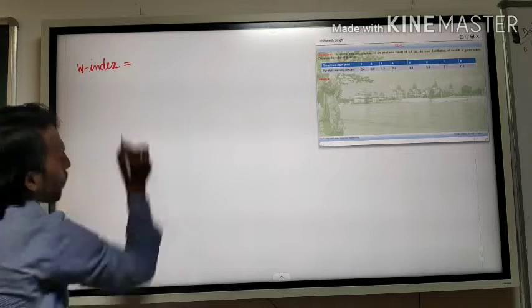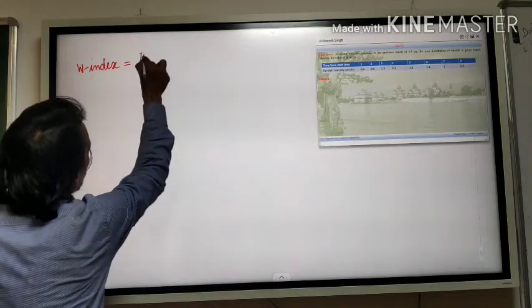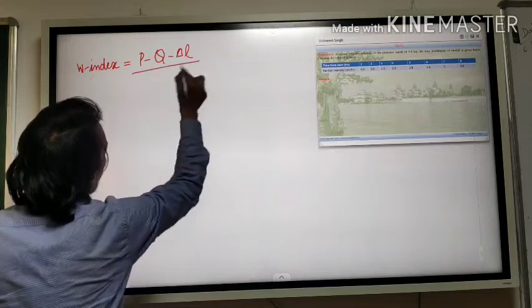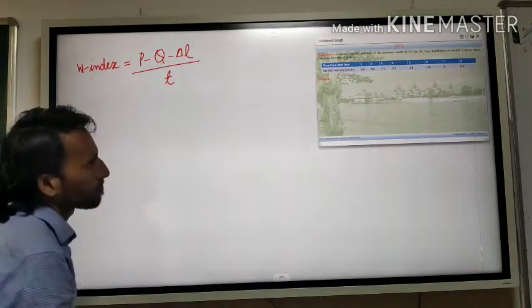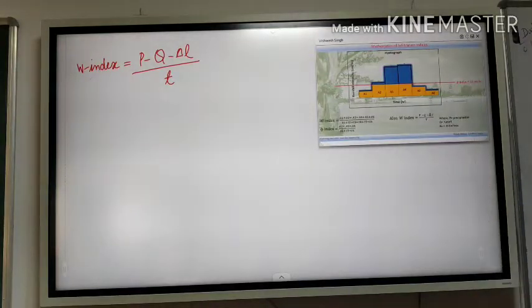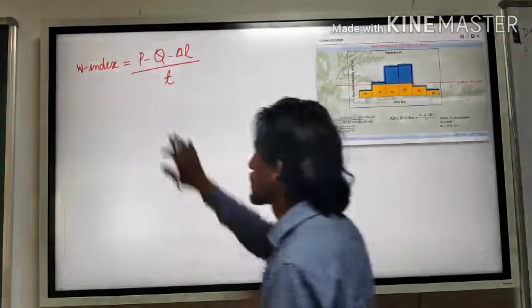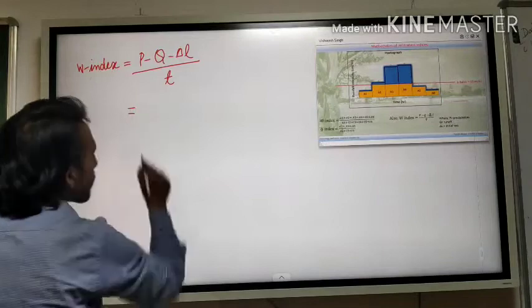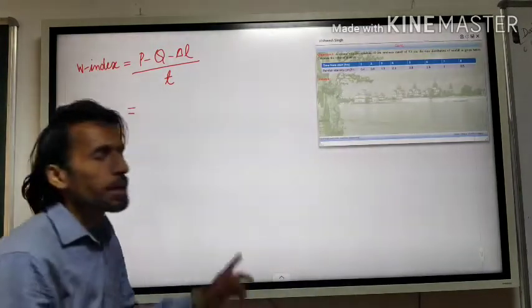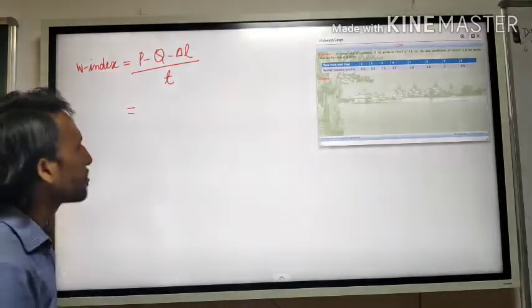So if you see the formula, it is P minus Q minus delta L divided by total time. So what is the value of precipitation we have? Go back to your question. Total precipitation is 10 centimeter.